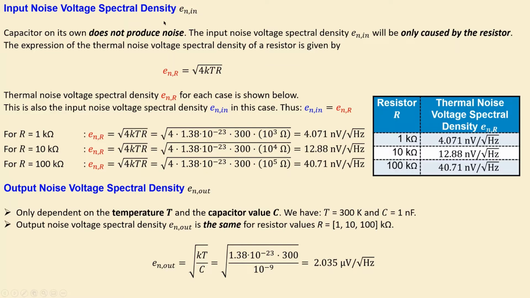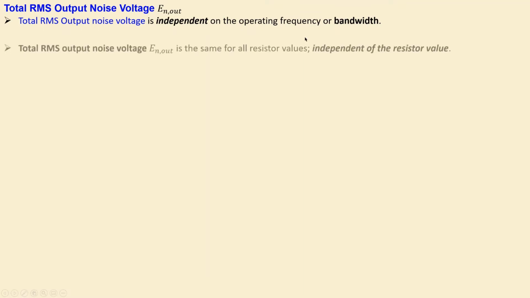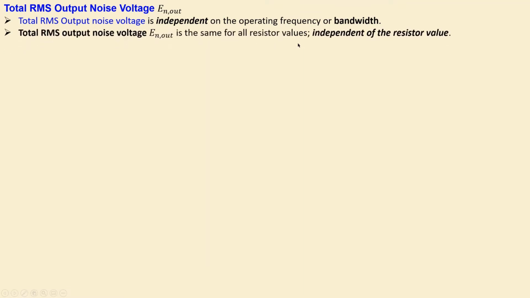So we have the input noise spectral density and also the output noise spectral density. Let's move on to the total RMS output noise voltage, which is the capital E n out. This is actually the next step. We know the total RMS output noise voltage is independent of the operating frequency and also the bandwidth. It doesn't matter what operating frequency or bandwidth you have. And it is the same for all resistor values, so it is independent of the resistor, which is very interesting, but it is the case for an RC circuit.